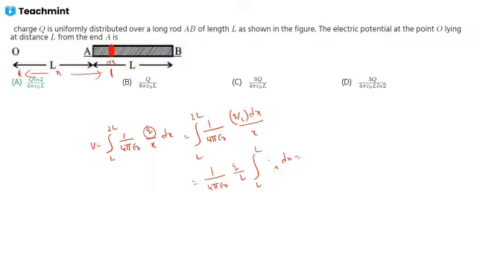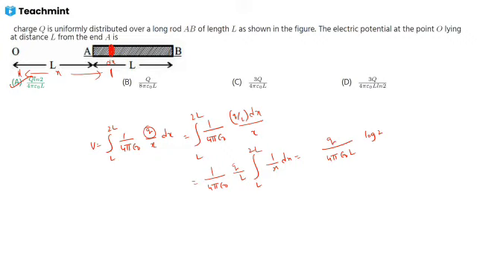is nothing but log x. So Q by 4 pi epsilon naught into L. Okay, so now log 2 we can write ln 2. Okay, so that is option A. We can go with that.